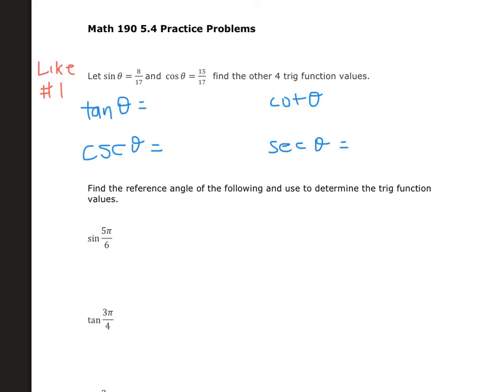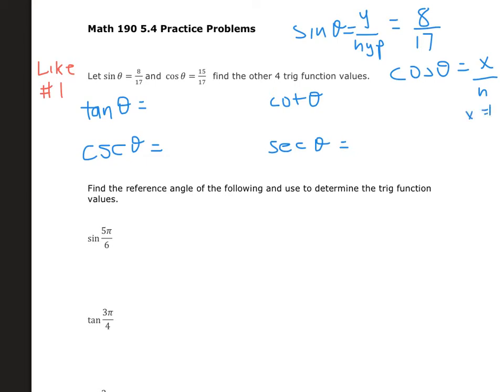So remembering that sine is y over the hypotenuse, we can get that y is equal to 8 and the hypotenuse is 17. And cosine theta is x over the hypotenuse, and just use h. So we get that x is equal to 15. We're going to use those to find the other 4 trig function values.